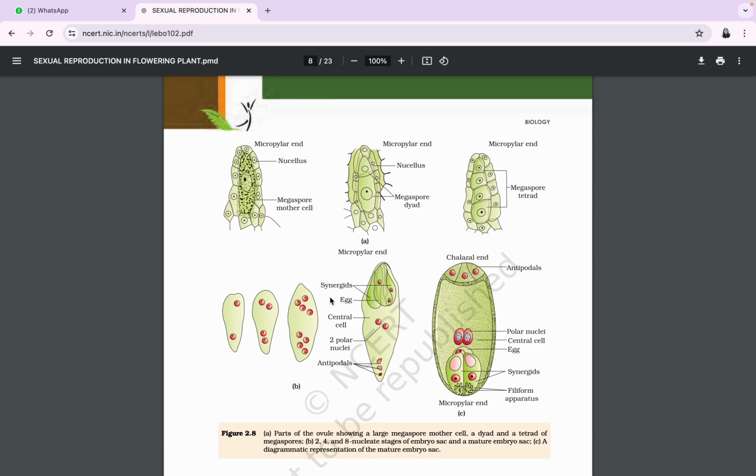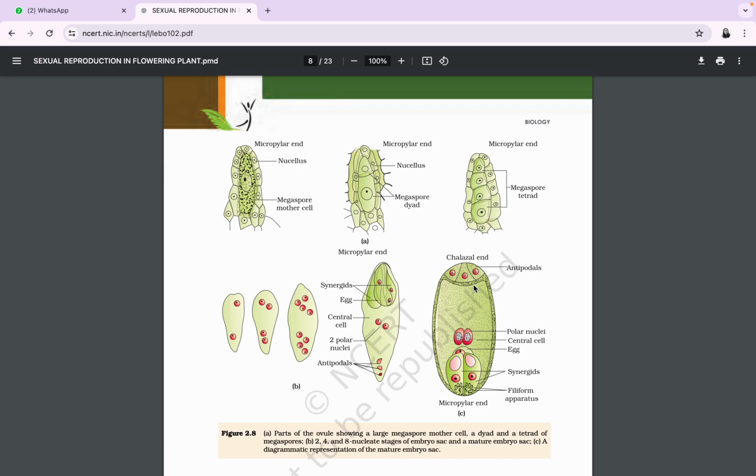So where will the synergids go? At the bottom. See here, we're having the synergids over here, we're having the filiform apparatus. Fine. Then here you're having the egg, and 2 nuclei at the center, which we call polar nuclei, and 3 at the top at the chalazial end, which we call antipodals. So how many nuclei can you see here? 1, 2, 3, 4, 5, 6, 7, 8. So this is an 8-nucleated structure.